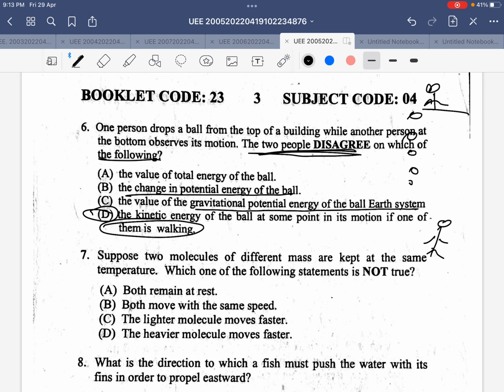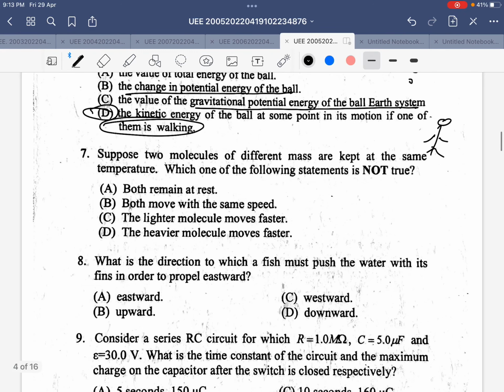The answer is D. Question number 7. Suppose two molecules of different mass are kept at the same temperature. Which of the following statements is not true? Two molecules of different mass are kept at the same temperature. Temperature is constant. Which one of the following statements is not true?